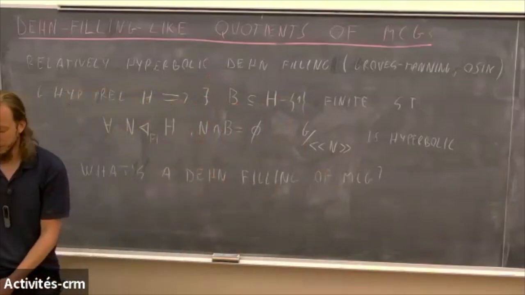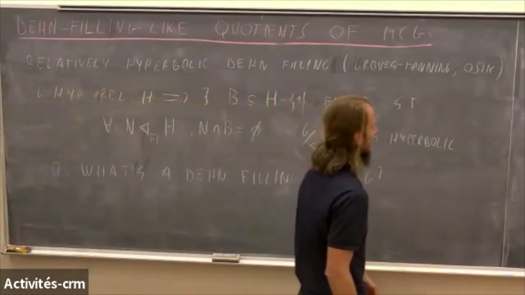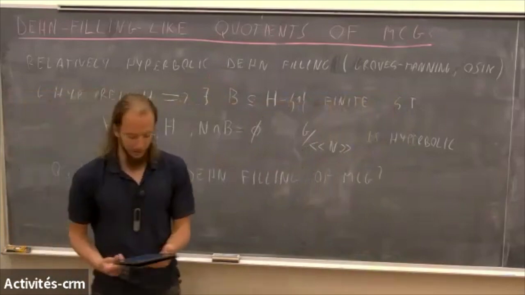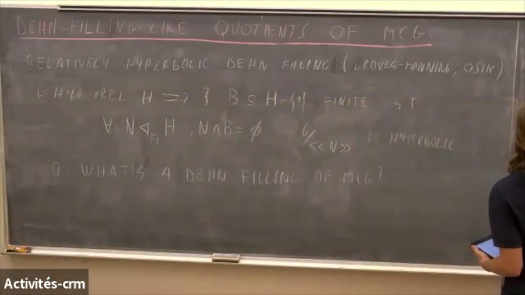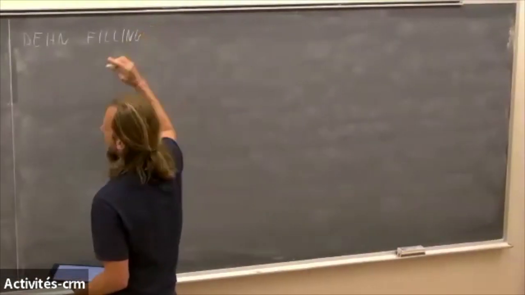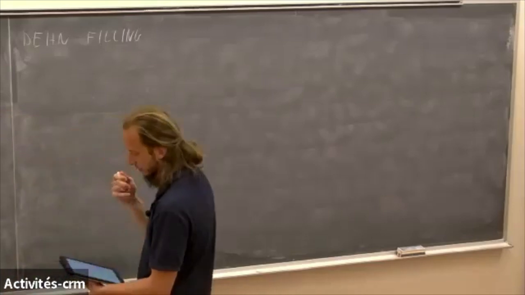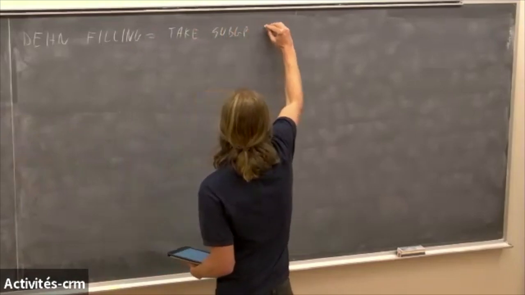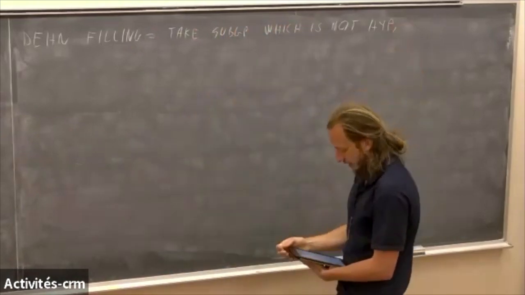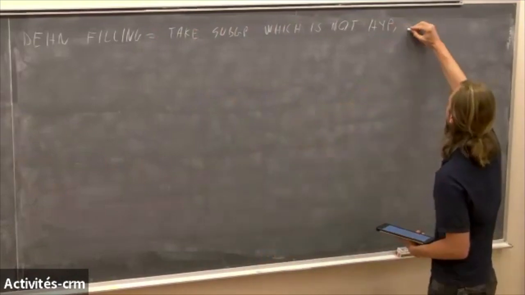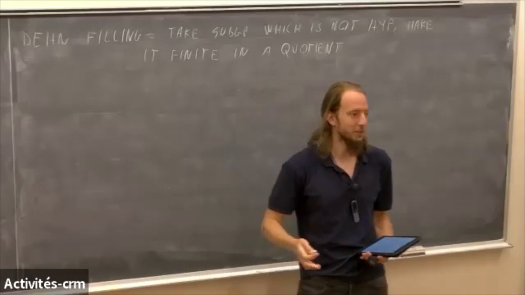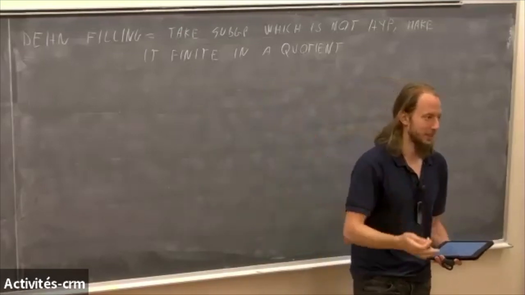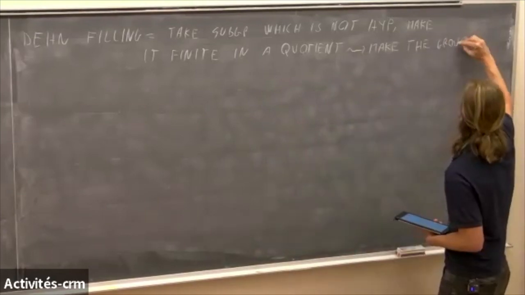but you can try to do something that's philosophically similar to this. And so how are we going to think about a Dehn-filling? The way I want to think about it is a way to get rid of subgroups that are not hyperbolic. So Dehn-filling is: take a subgroup which is not hyperbolic and make it finite in a quotient. And why do you do that? You make the whole group more hyperbolic by doing that. That should be your goal. So that's the philosophy.